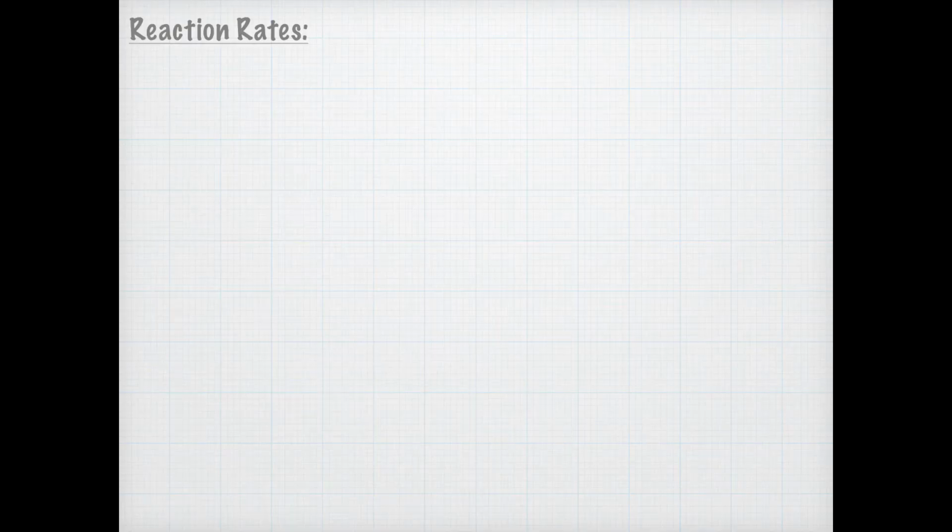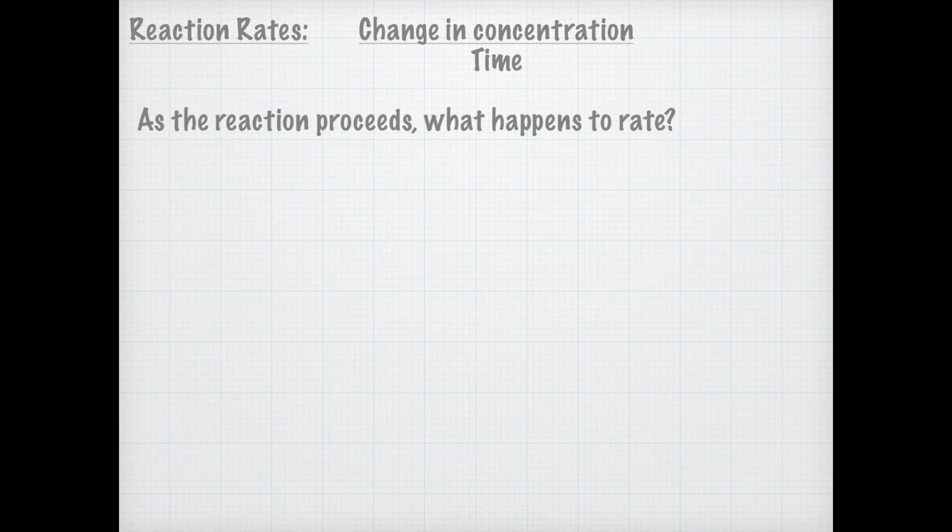So we just discussed different factors that affect the reaction rate. So we talked about the physical state of the reactants, the reactant concentration, the temperature, and the presence of a catalyst. Well, how exactly do we measure reaction rate? Well, reaction rate simply is a measure of the change in concentration over time. So how much does the concentration change over a given amount of time? And specifically, something that interests us is as a reaction proceeds, what happens to its rate?